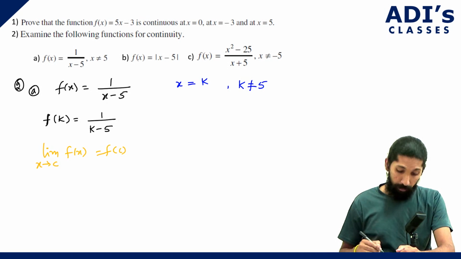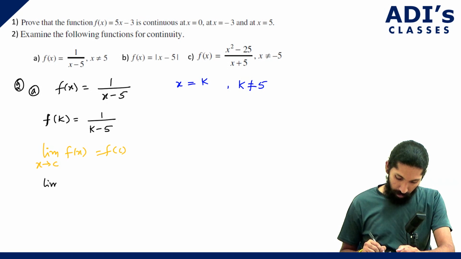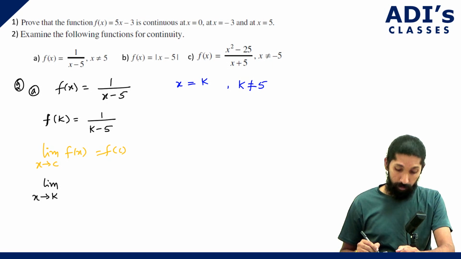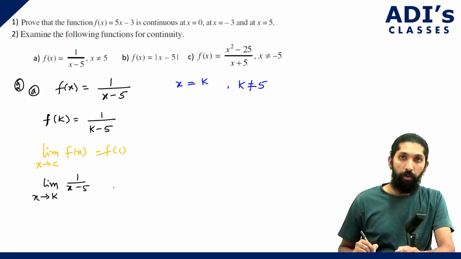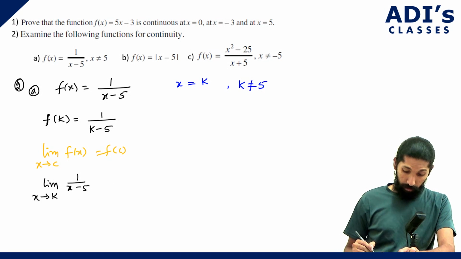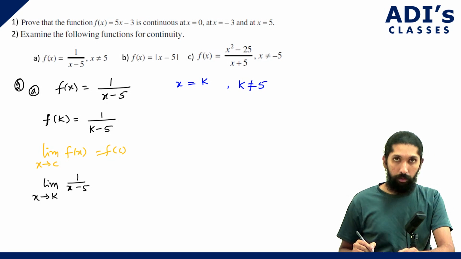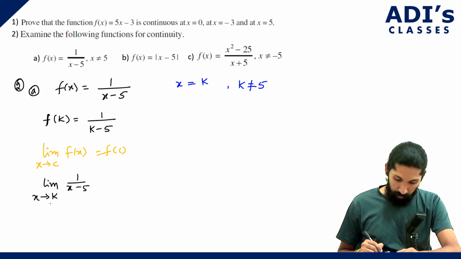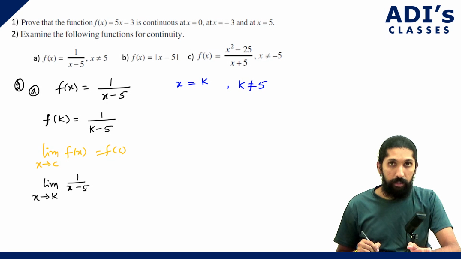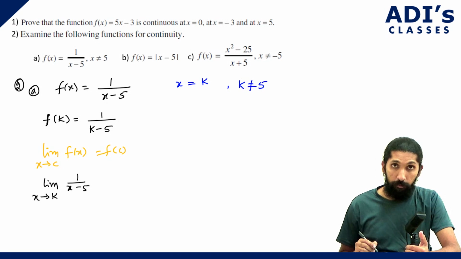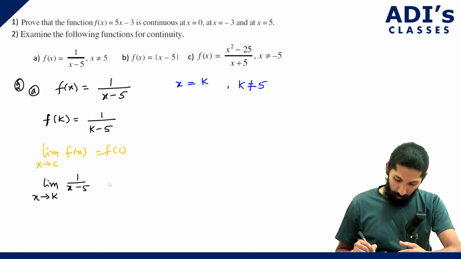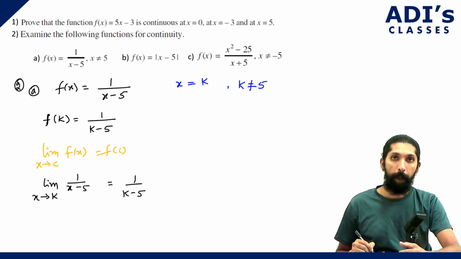Now if you apply this limit as x tending to k, f of x, which is 1 by x minus 5. Now remember, here we have specified that k is not equal to 5. That means here, in place of x in the limiting case, we can apply the value of k. So what we are going to get, this will be equal to 1 by k minus 5, isn't it?